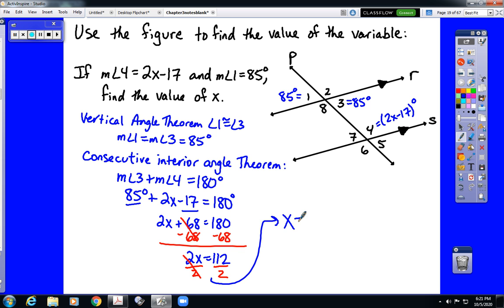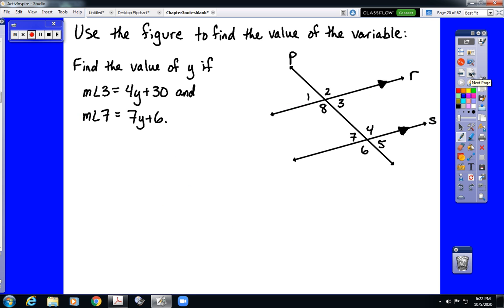Now notice that I'm not giving 56 a degree because x is not an angle measure, it's a variable. So the value of the variable here is 56. If we went in and plugged 56 in, we should find out that that angle is equal to 95 degrees, so that 3 and 4 add up to 180. Okay, so let's do another one. They're not always that advanced.